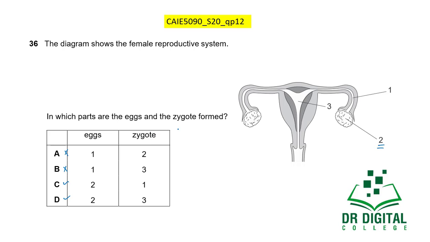Where is the zygote formed? The zygote is formed in the first one-third part of the oviduct, or the fallopian tube, in A. The zygote is not formed in C because this is the uterus. Here the fetus is developed. So option C is correct while D is wrong. So the answer for this question is C.